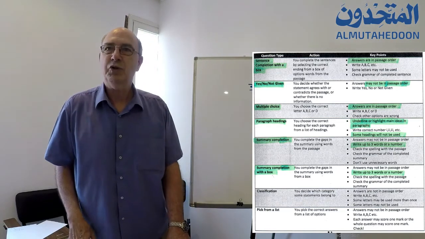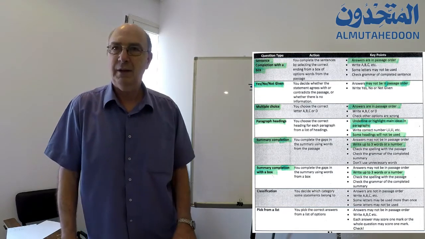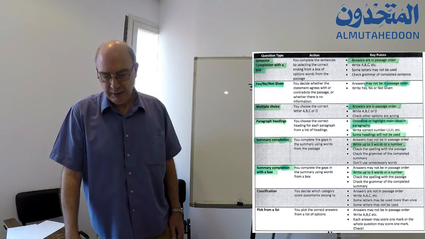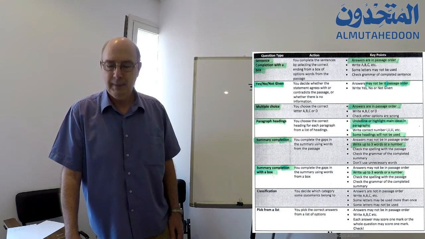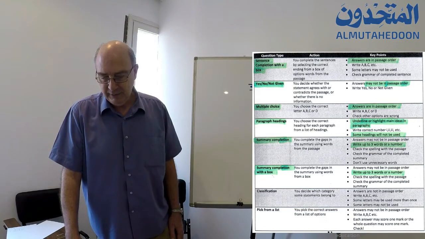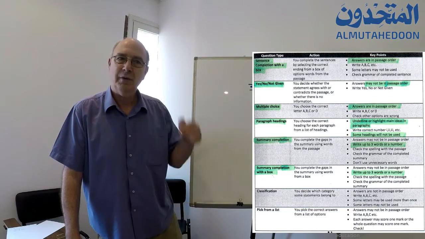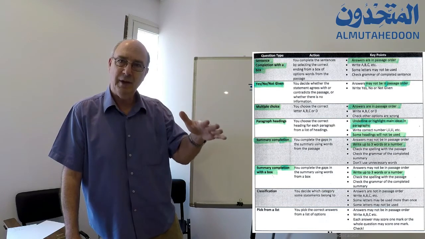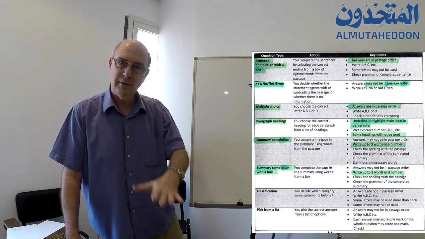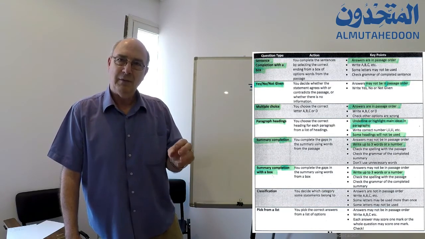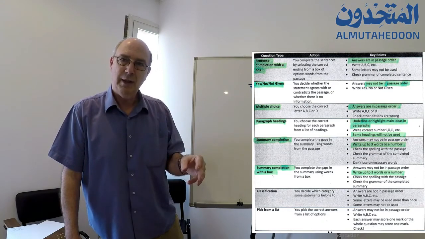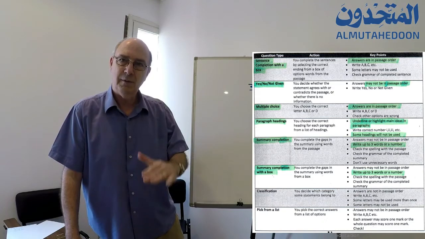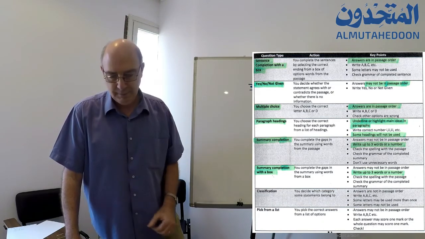The next one, multiple choice. Okay, I think everyone knows multiple choice. You probably had tests with this. You choose the correct letter A, B, C, or D. And then under key points, it says answers are in passage order. They follow the order of the text. They're always going to be in order. The first one first, and then the second one after that, the third one is next, and so on. You will never have number 4 before number 3, or number 5 before number 4. They're always in order, 1, 2, 3, 4, 5, and so on.